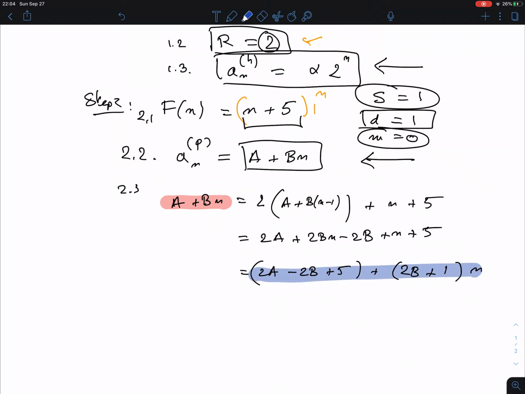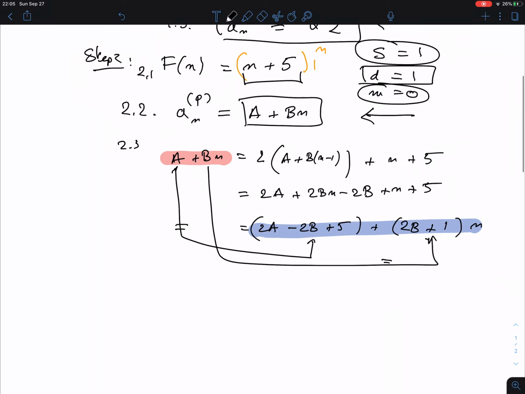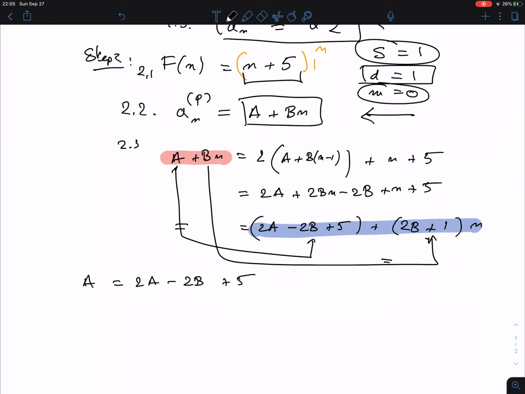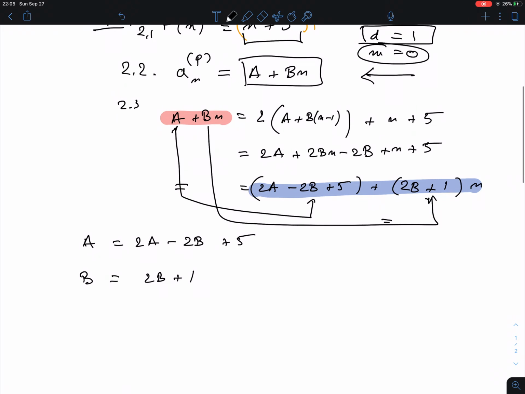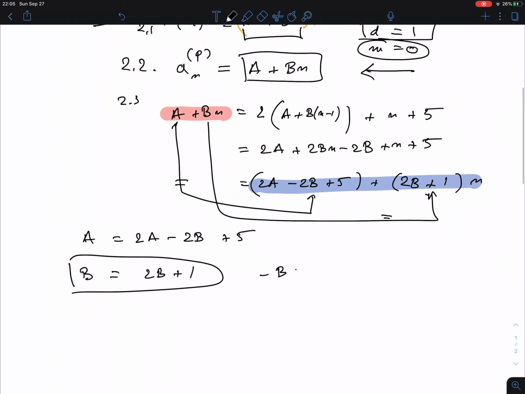And the point is that they're equal, and this can only happen if the coefficients are the same. So these two guys have to be the same, and these two guys have to be the same. So this means that a has to be equal to 2a minus 2b plus 5, and that b has to be equal to 2b plus 1. It's again a linear system of equations, but it's much easier to solve, because look at this last equation, you can solve for b here, right? If I bring the minus 2b to the side, I get minus b is 1, so b is negative 1.